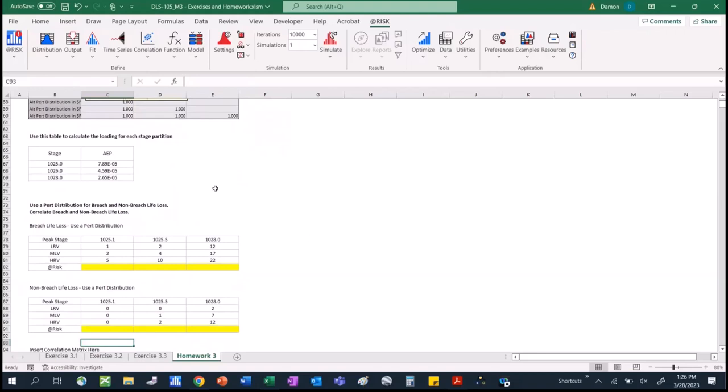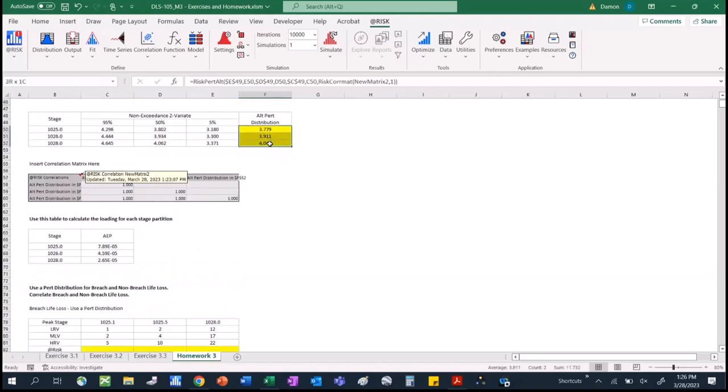Question, what does the distribution value represent? Are we talking about these values or these values? The alt per distribution values. Those, yeah.